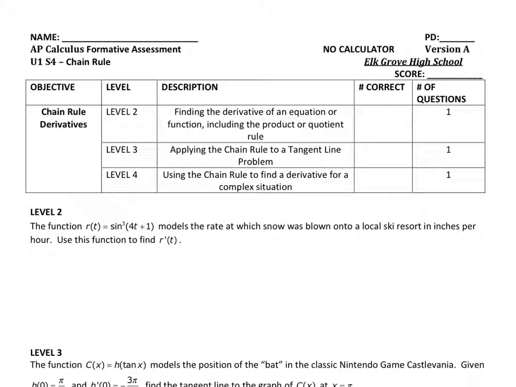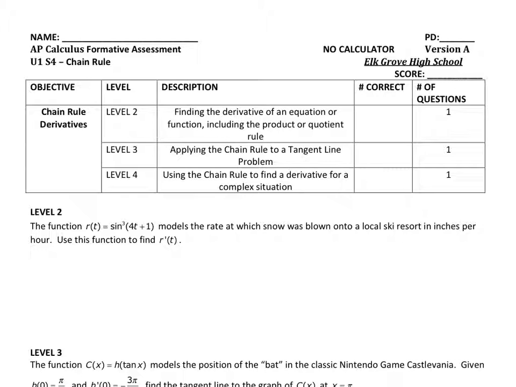This video is for the Unit 1 Skill 4 formative key on the chain rule. As we saw in class, the chain rule is really important and it stems from our understanding of compositions of functions. So one of the first things I want to identify when I'm looking at problems that involve the chain rule is how many functions am I dealing with?